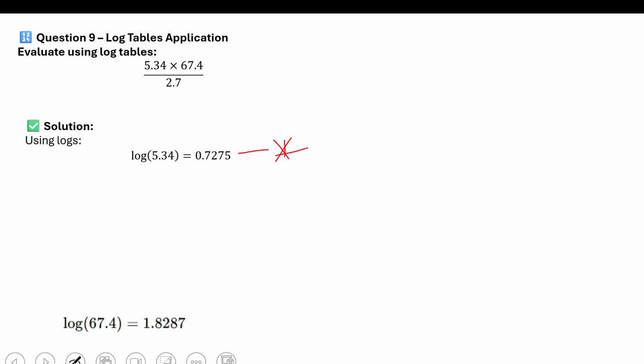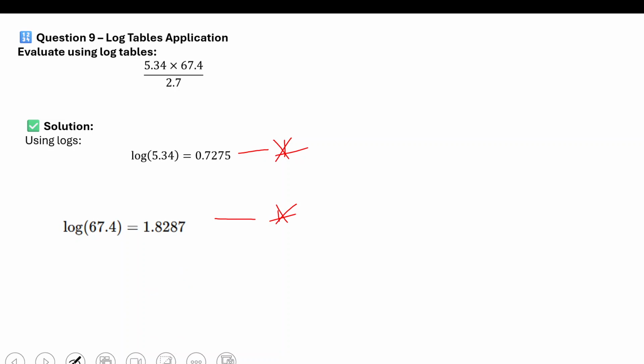So this is logarithm tables. Use tables to evaluate this. The first thing we'll do is read out what you have there: 5.34 times 67.4 all over 2.7. I can individually get the log of 5.34 using the log table. So this is the reading for 5.34. And for 67.4, I get the reading on the log table as this.